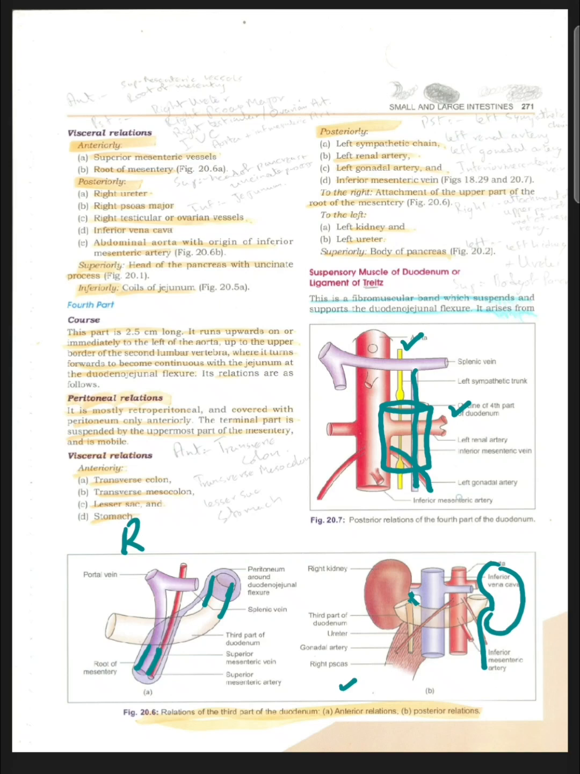Superiorly, the fourth part of the duodenum is related to the body of the pancreas. So, since third part was related to the uncinate process, the fourth part should be related to the body of the pancreas. So, I hope all the relations of the four parts of the duodenum have been cleared.